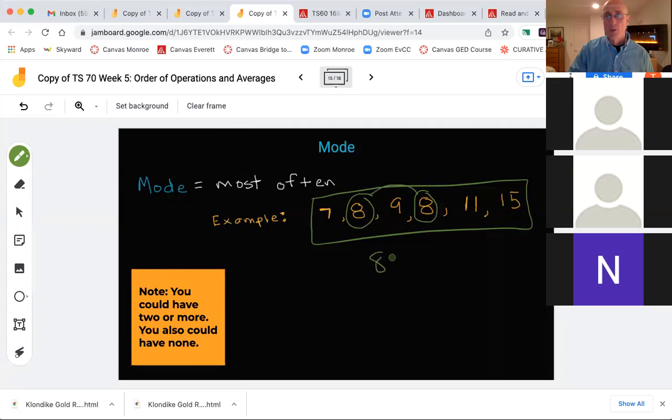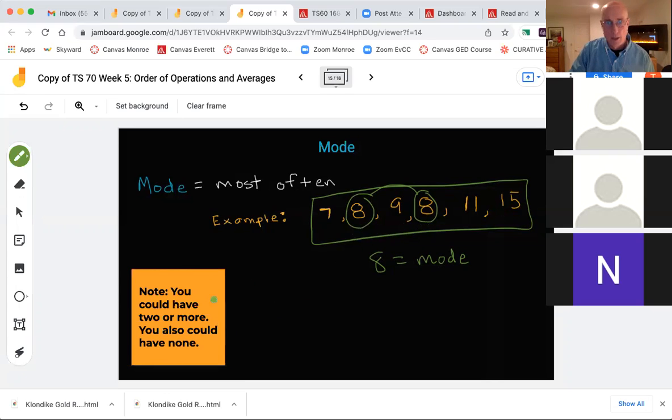8 is the mode of this group, okay? It's the one that occurs the most, okay? It's that simple, really. And you don't have to get them in order, in case you're wondering, because you're just looking for the number that's the most often. So the order would not affect that, okay?